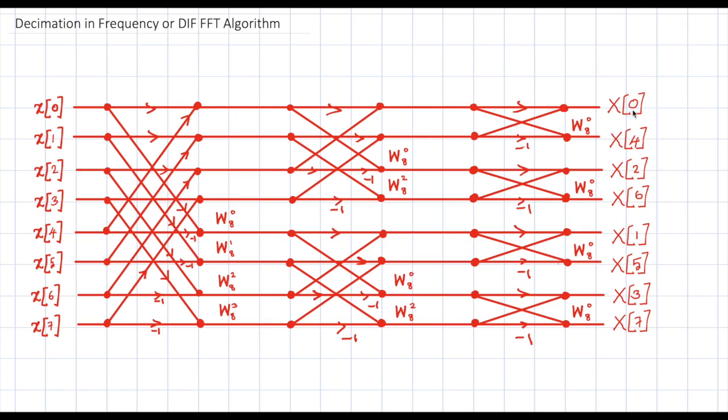So whenever we note down the values of the output, we have to pick appropriate values from the output side. First we have to pick up x of 0, then we will have to pick up x of 1 and so on. And the other difference as far as the diagram is concerned, we have the larger butterfly diagrams in the beginning and the smaller butterfly diagrams at the end.